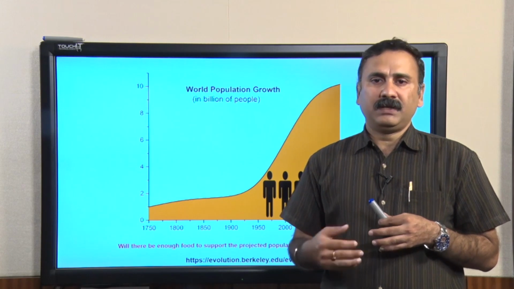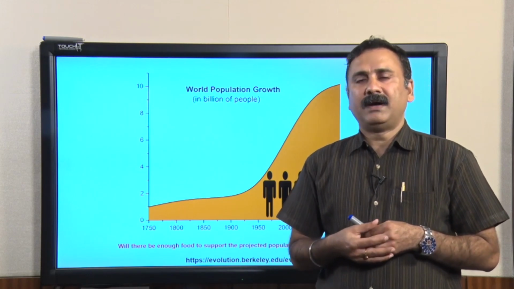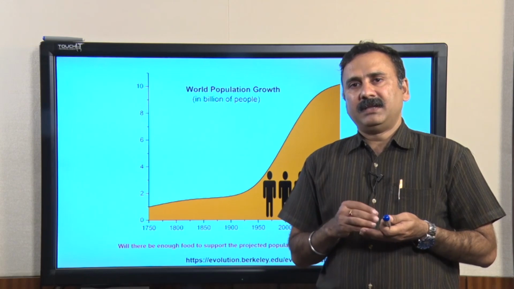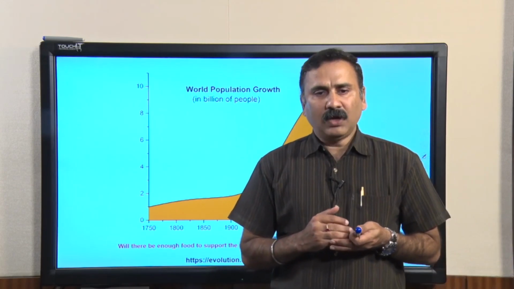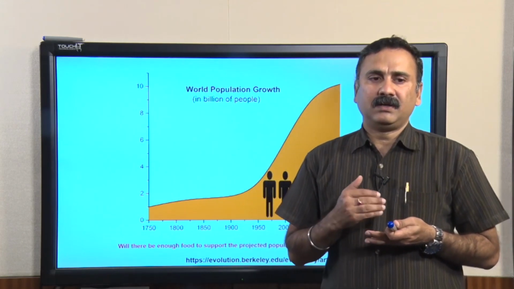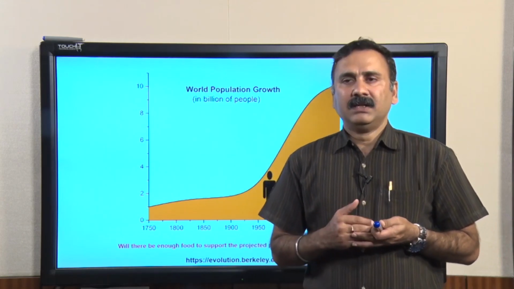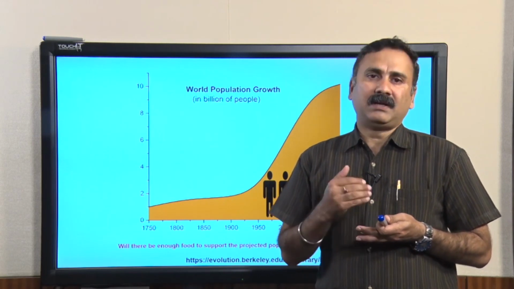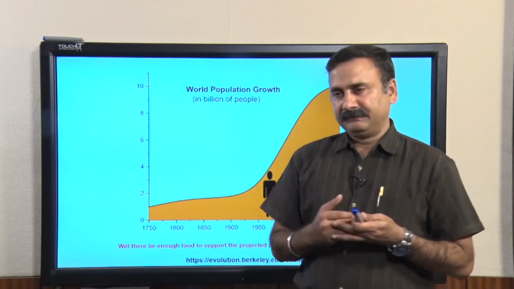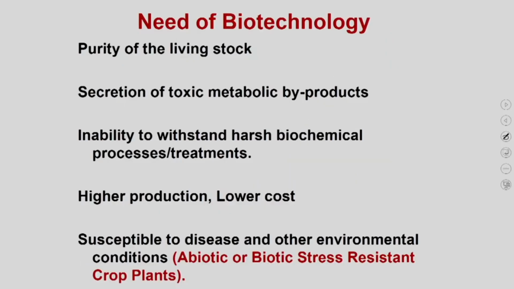What it is going to do is improve the crop yield, either by increasing the productivity or by decreasing the losses. Apart from increasing the product yield from crop plants, biotechnology also has a significant role in many other aspects related to human beings. One of the major aspects in which biotechnology is being used is to derive pure living stocks.